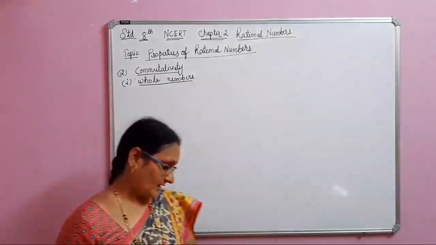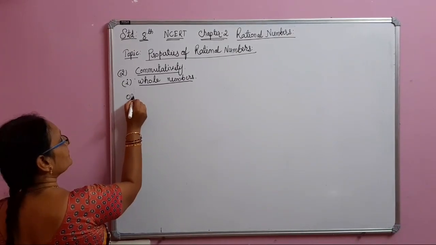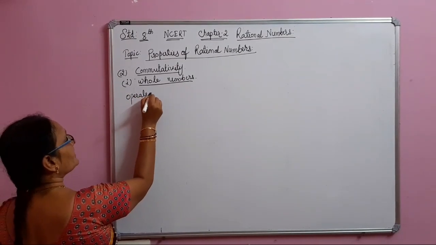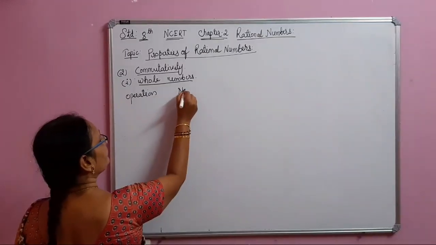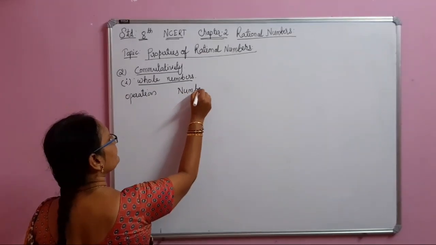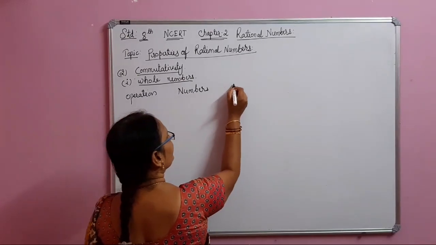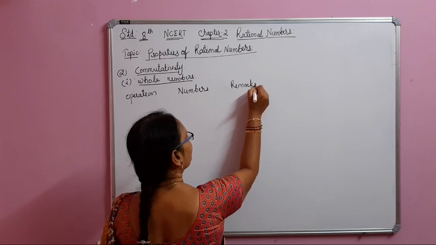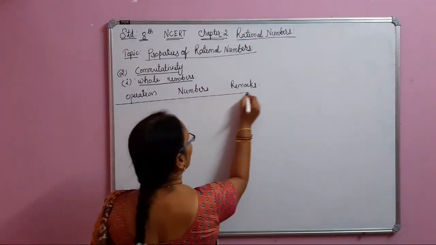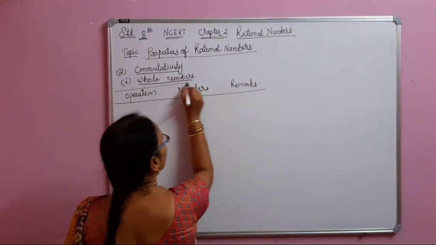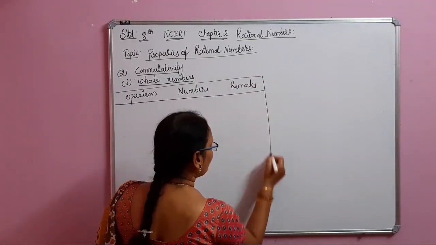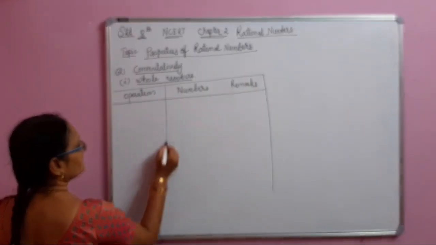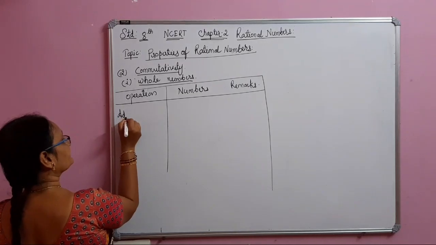So now let me see how we have done the closure property for the whole numbers. In the same way, first we will take the operation, then the numbers, and then the remarks. See, the first operation, which is the first of the basic operations, is addition.